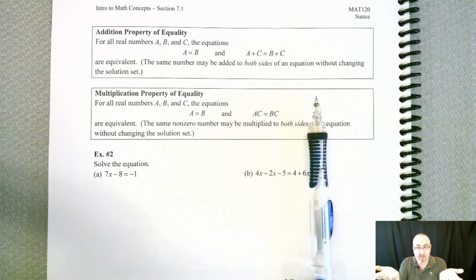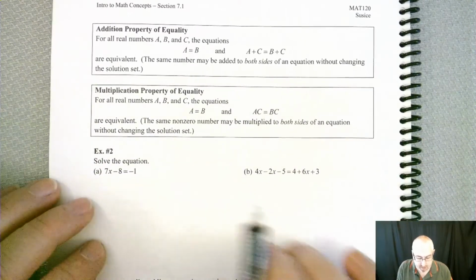You're going to add the same thing to one side as you do the other. Or you can subtract. And so if you subtract from one side and subtract from the other side, it's got to be the same amount. Otherwise it gets unbalanced. So that's the idea. So we'll see that in action.